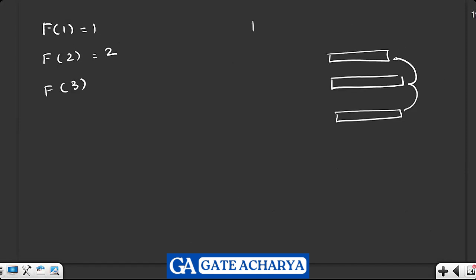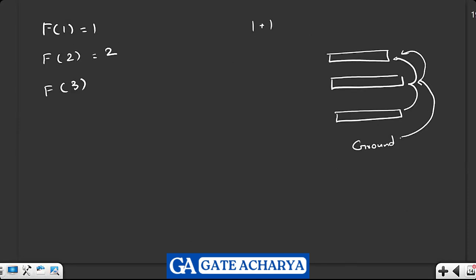Then she can directly jump 2 stairs. Sorry, my mistake. She's walking from the ground. I forgot the ground value. Okay, ground. She can climb from 1 like this. Let me correct it. She can directly jump from the ground to the second stair and then go to the third stair. So that is the second way.